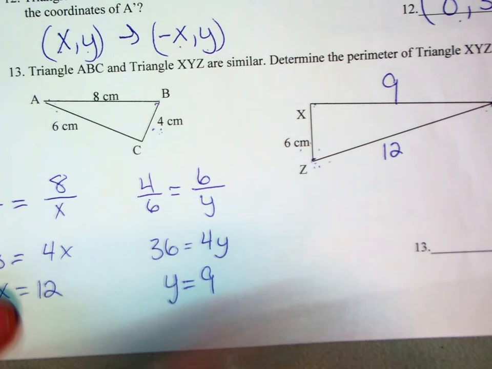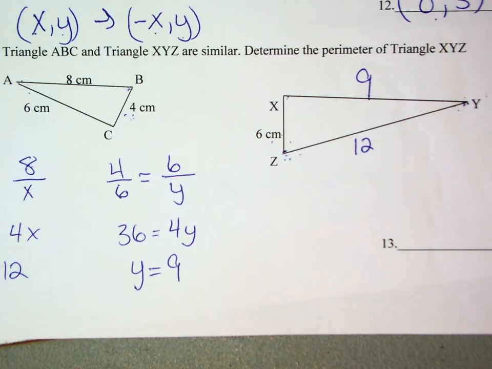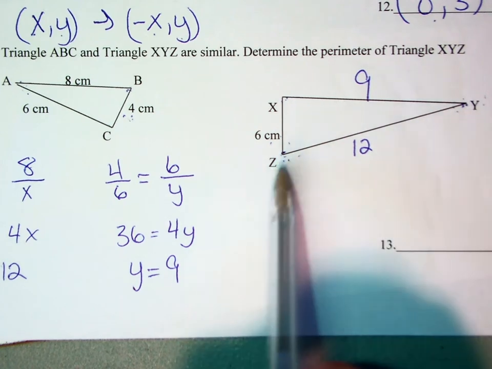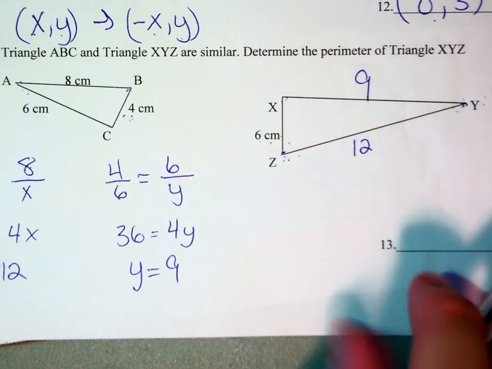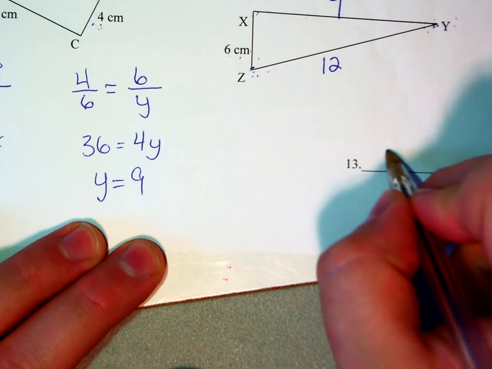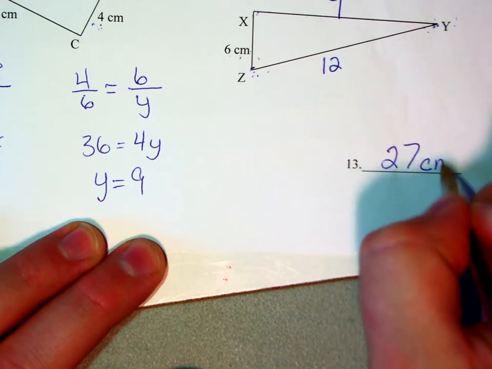So now we have three sides on the larger triangle. And since we're looking for the perimeter of X, Y, Z, we add 6, 12, and 9 together. And we end up with 27 centimeters.